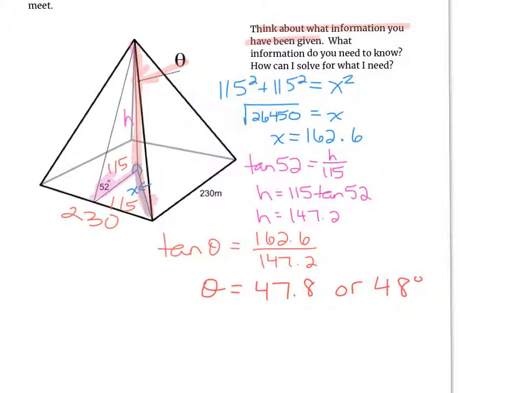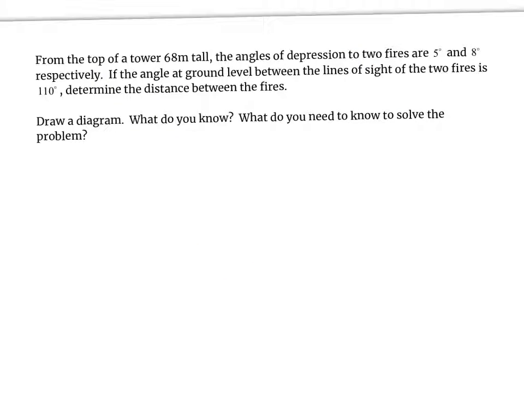So remember what I said, everything is going to be a multi-step problem, and you need to figure out what I know, and how can I use what I know to figure out what I need to know, and very methodically work your way through the problem. So here's a very typical problem. From the top of a tower 68 meters tall, the angles of depression to two fires are 5 degrees and 8 degrees respectively. If the angle at ground level between the lines of sight of the two fires is 110 degrees, determine the distance between the fires.